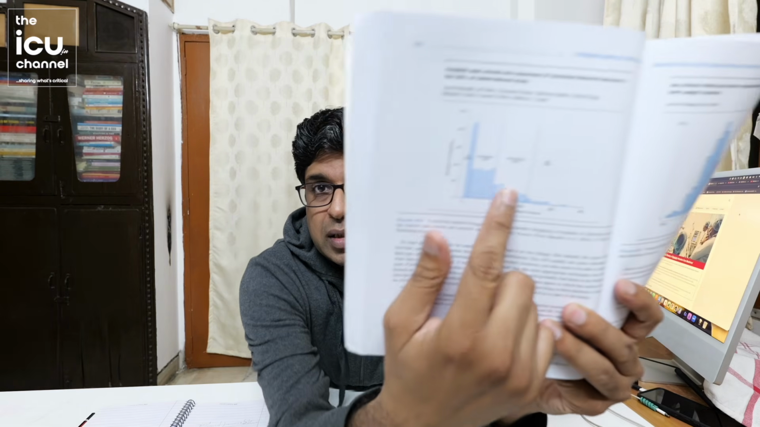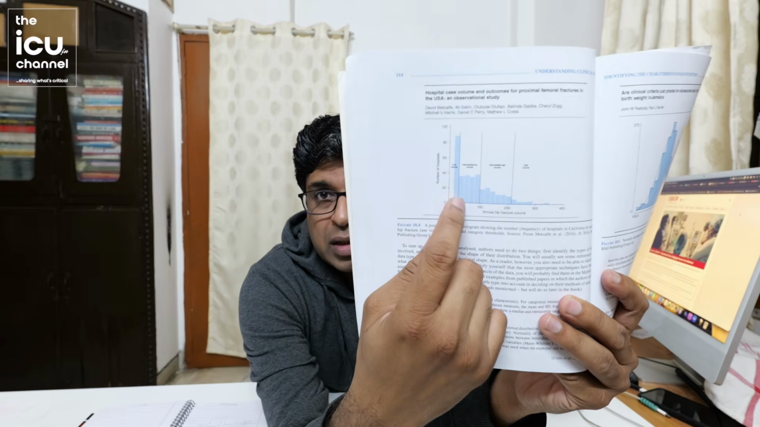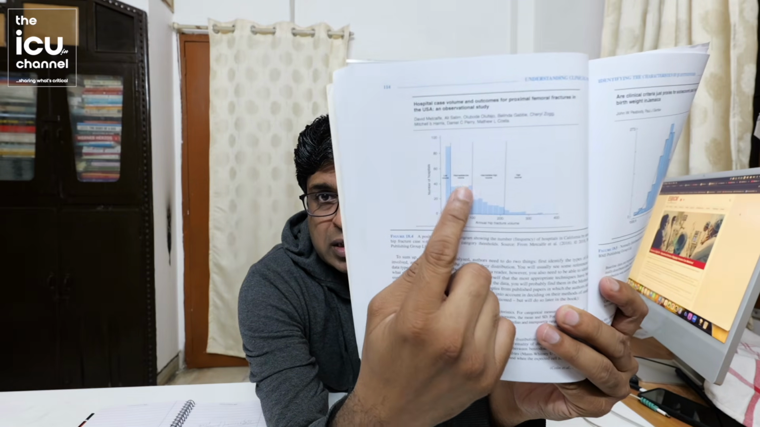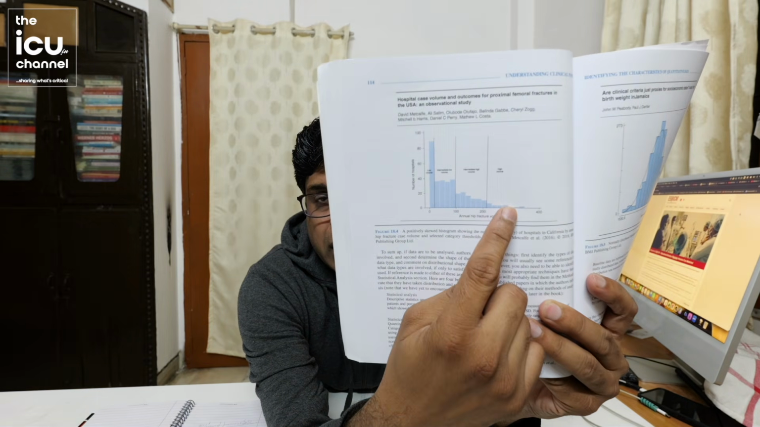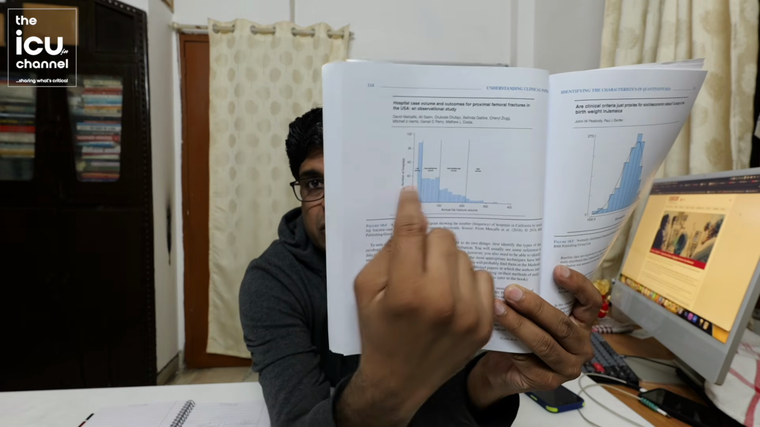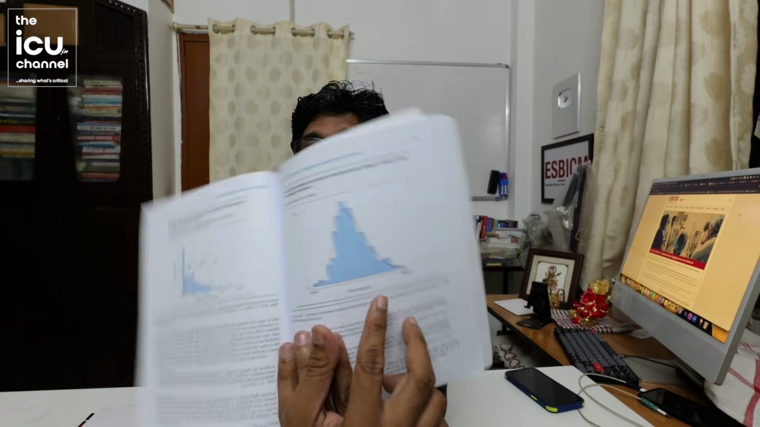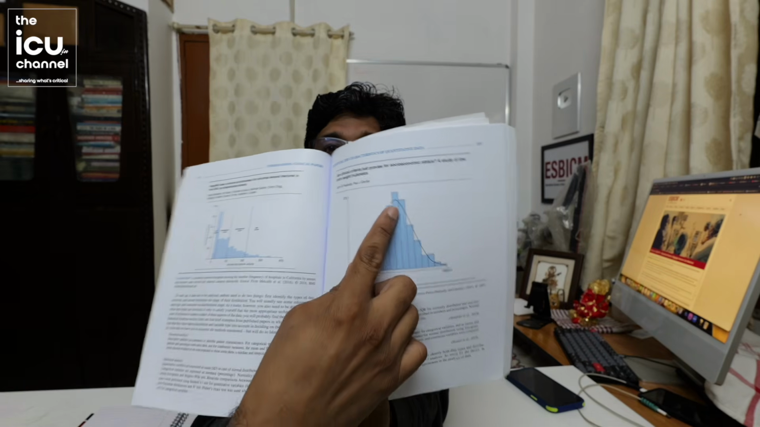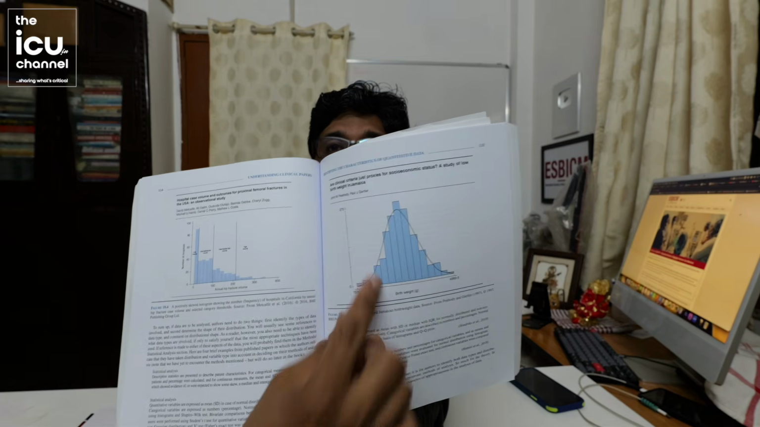I'll show you. See, in this, if most of the data are arranged here and it is tapering like this, it is a positively skewed data. While in this, most of the data are arranged in the middle, this is bell shaped, so it is normally distributed data. So this is the data and shape of the data.